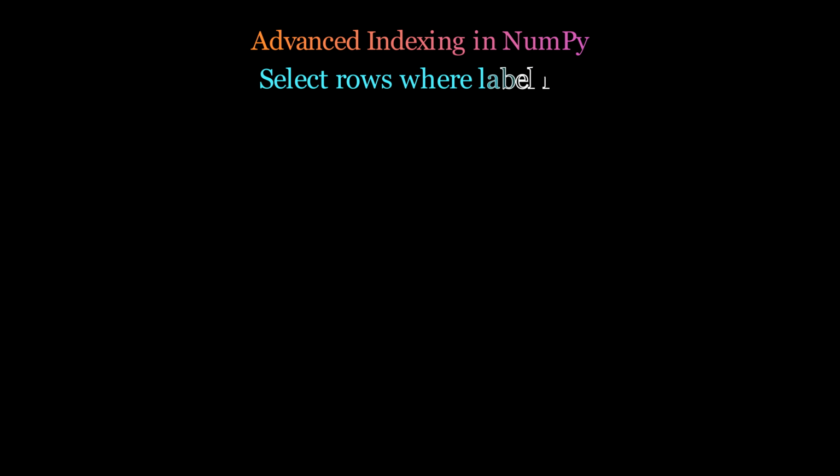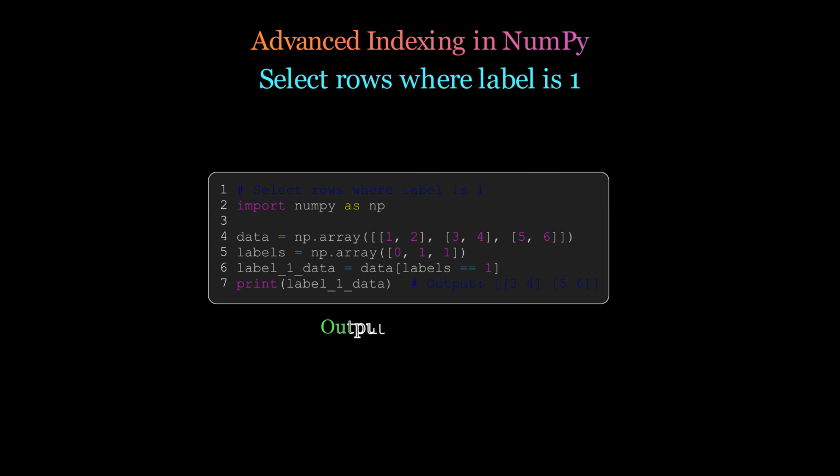Boolean indexing is powerful for filtering data. Here we have a data matrix and corresponding labels. We'll select all rows where the label equals 1. This pattern is common in machine learning for splitting datasets.